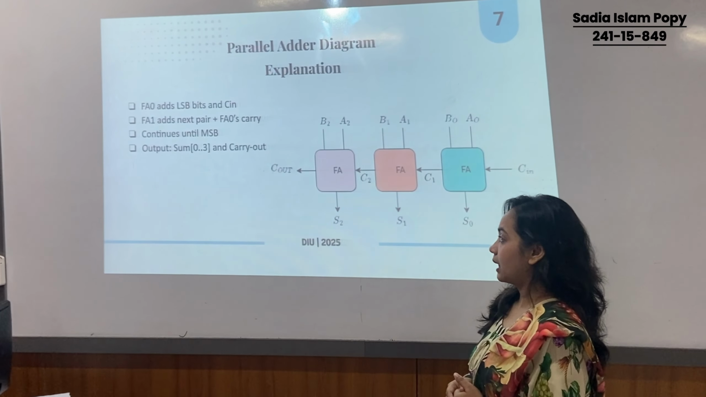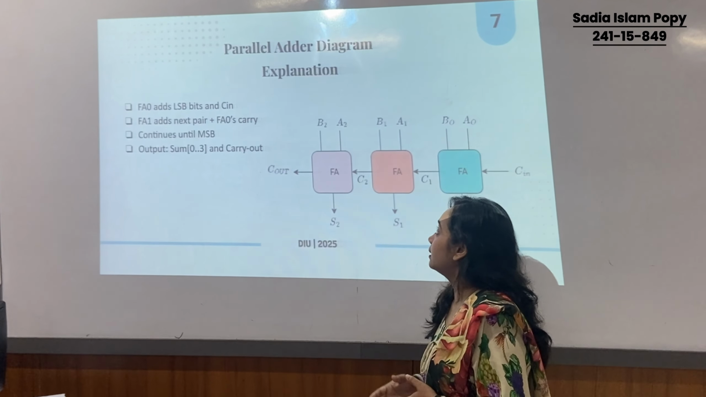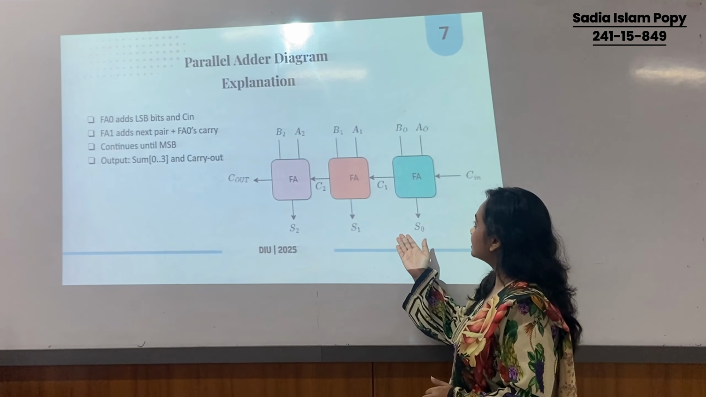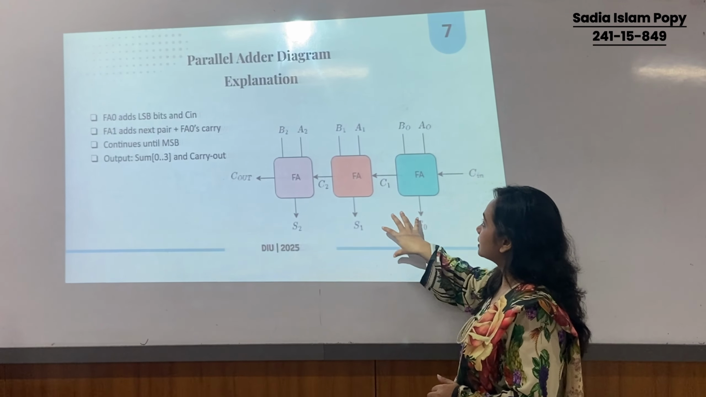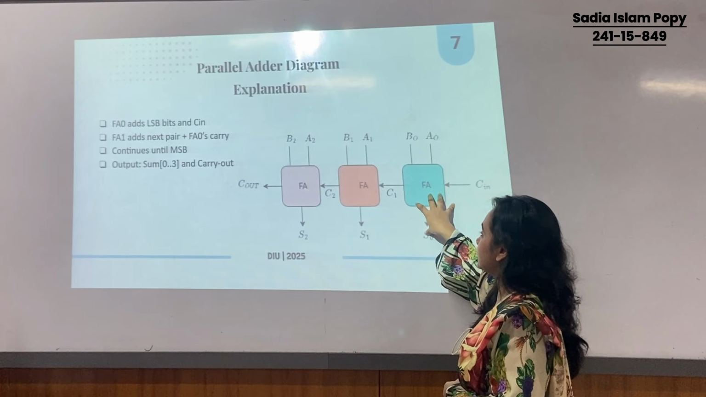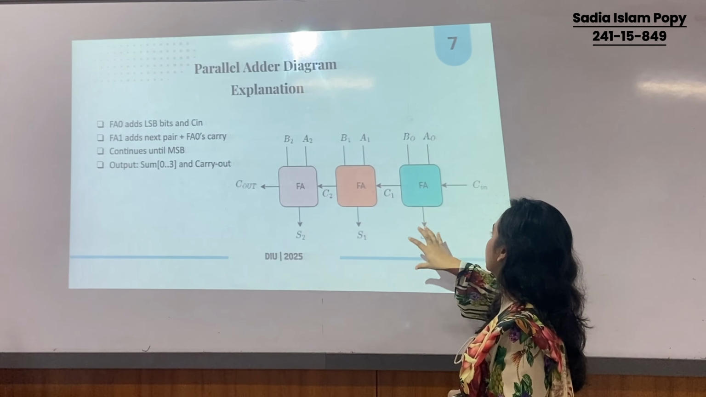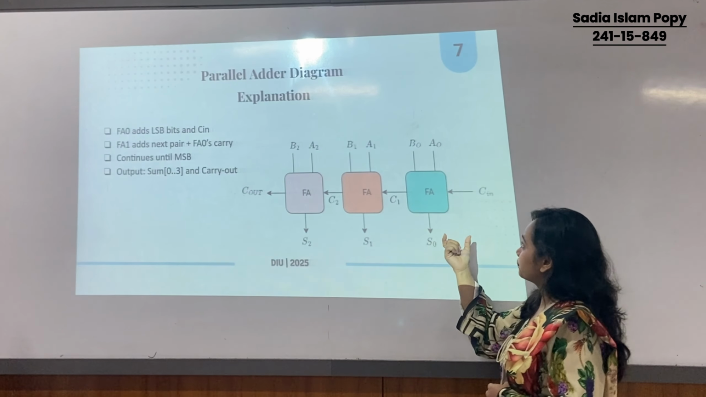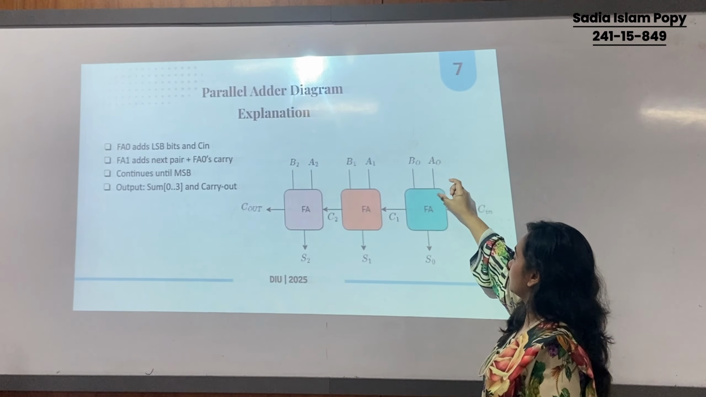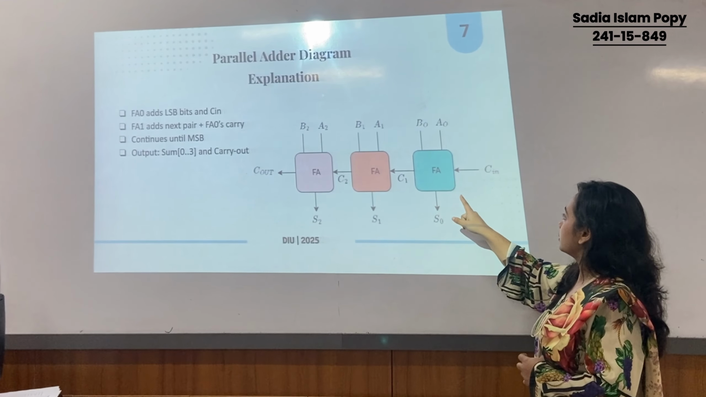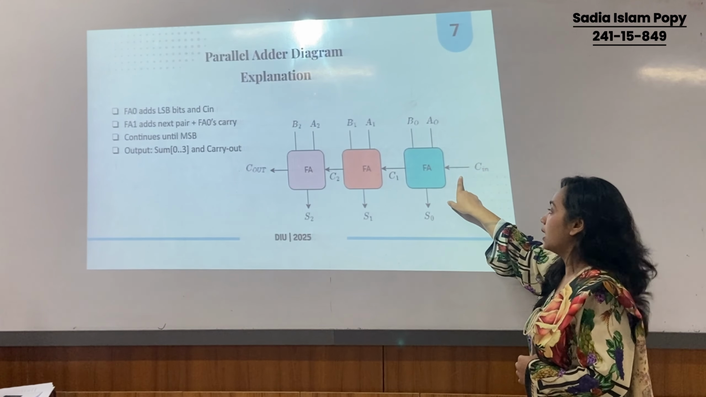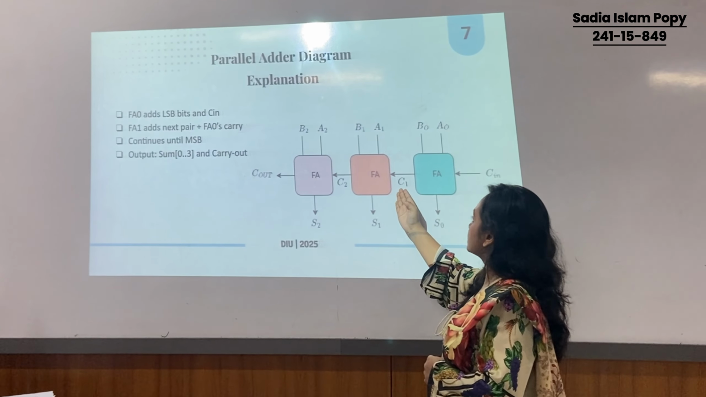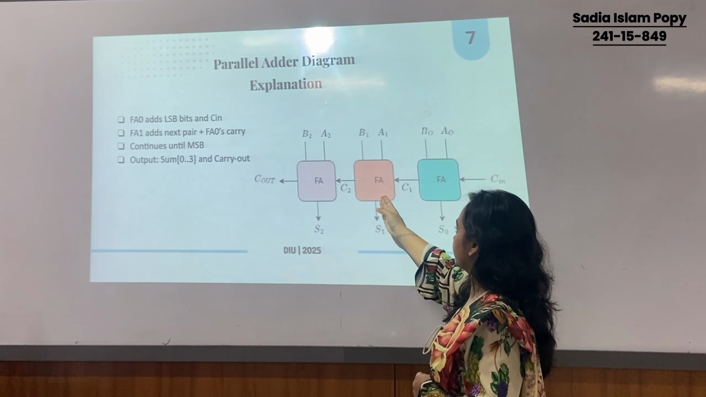Now I will explain the working of the parallel adder by giving an example. Here is the parallel adder circuit diagram, and as we can see, the first part is the first full adder, called the LSB part, and the last part is the MSB part. The first full adder adds the lowest inputs A0 and B0 and the initial carry C in, which is processed to make the output S0 and carry C1 for the next full adder.